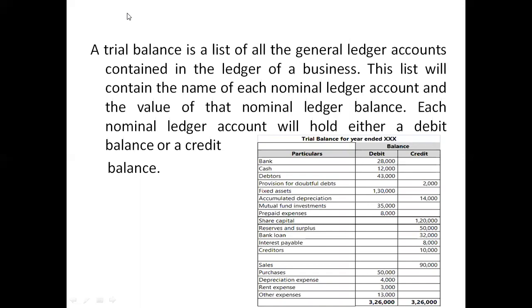Right, so for a start, what is a trial balance? It is a list of all the general ledger accounts, okay, and then you're going to write the amount in, and it's either going to have a debit or a credit balance.